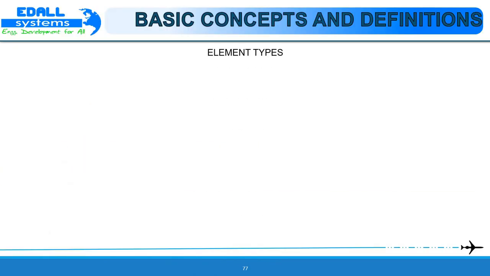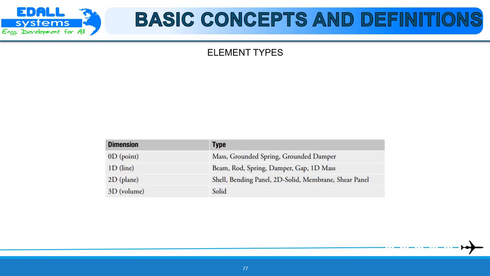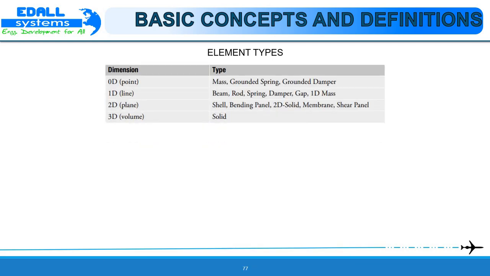Basic concepts and definitions. This session describes several important concepts and functions that are related to the Patran element property application. Element types. Element types help to define the physical characteristics of a model. The table here shows the supported element types of MSC Nastran structural analysis.